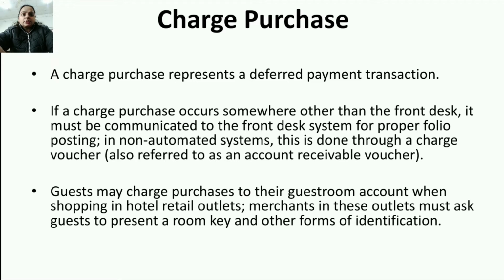Guests may charge purchases to their guest room account when shopping in hotel retail outlets and merchants, and these outlets must ask guests to present a room key and other form of identification. If any guest purchases something from any hotel mall, then the mall owner should ask the guest to present the room key if he is staying at the hotel, or any identification to prove he stays in the particular hotel.